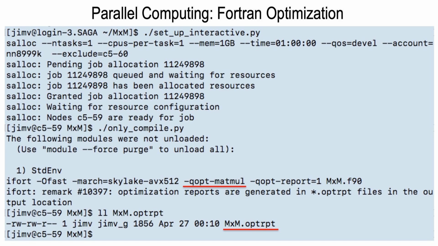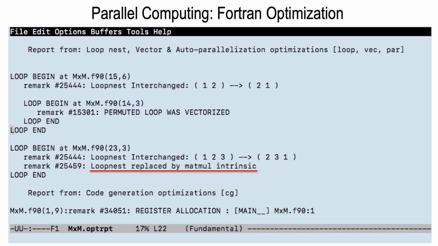We can accomplish this by once again compiling as we did previously and reviewing the report. In the report, we observe that the loop for matrix multiplication has been substituted with the matmul intrinsic. However, it's crucial to clarify that this isn't the intrinsic function that comes with the Fortran language. Rather, it's a highly optimized routine provided by the Intel Fortran compiler.